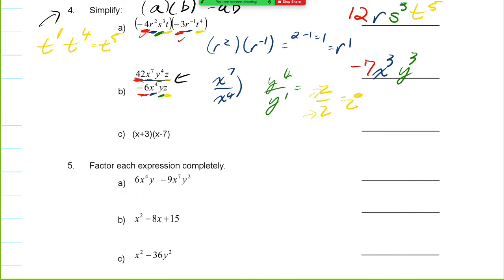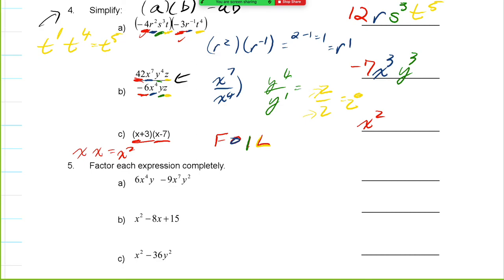Okay? And finally, the very last one, we have 2 binomials. Okay? So we have to use binomial distribution. So we take the first term, sometimes known as FOIL, first, outside, inside, last. Maybe I'll color code that just so it makes a little bit more sense. So the first terms are our x's. So we're going to multiply x by x. That's going to give us x squared. Okay, so we'll write that in here.